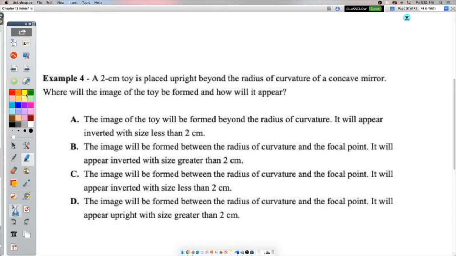So a 2 centimeter toy is placed upright beyond the radius of curvature of a concave mirror. Okay, concave, so that's important. Where will the image of the toy be formed and how will it appear? So let's try and solve this with a ray tracing diagram, because this gives us a little bit of a different result than the last two. So it's good to see that. Okay, so I'll switch over to paper so you can see me solve it that way.